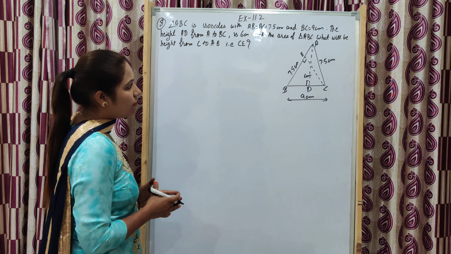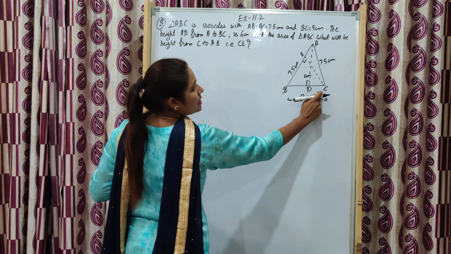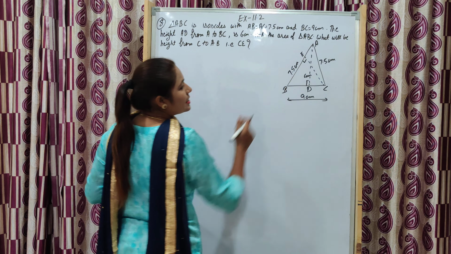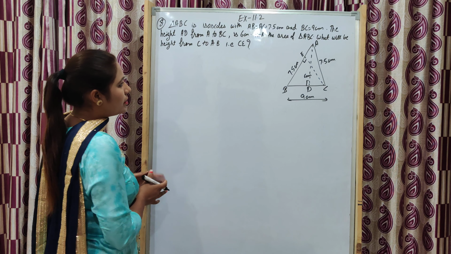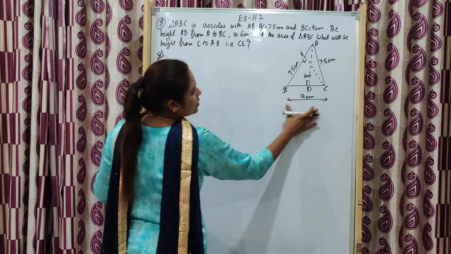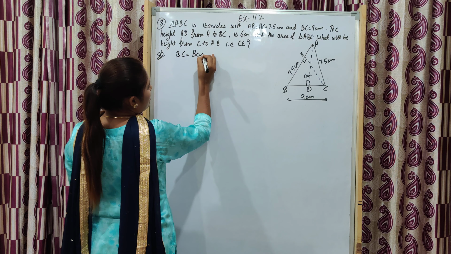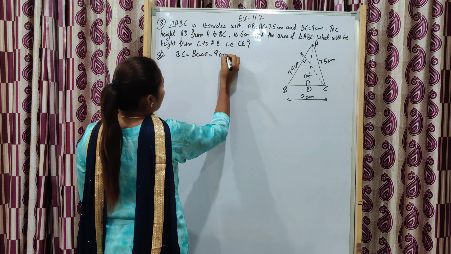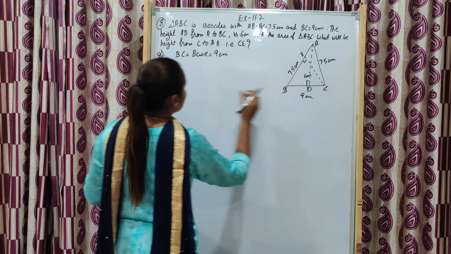We have to find area of this triangle, and what will be the height from C to AB. C to AB height, that is our height CE. We have to find height CE also. First we will find area of triangle ABC. For that, first we will write what is given in the question. So BC is given to us, that is our base. So that base is given to us 9 centimeter, and AD is given to us 6 centimeter.